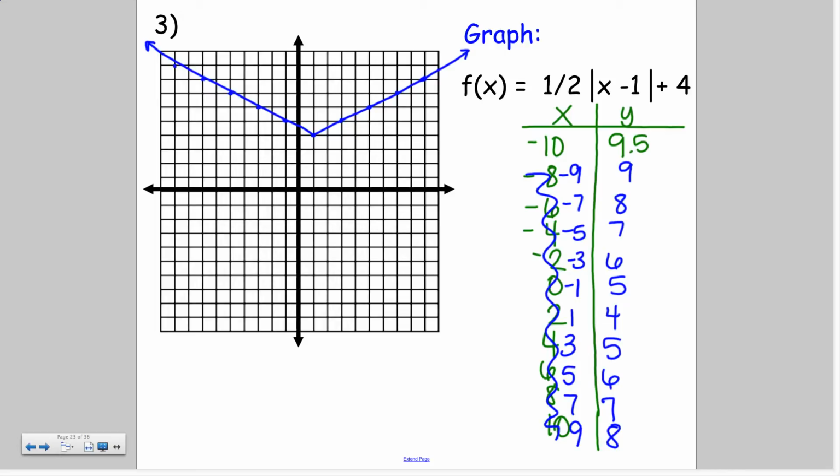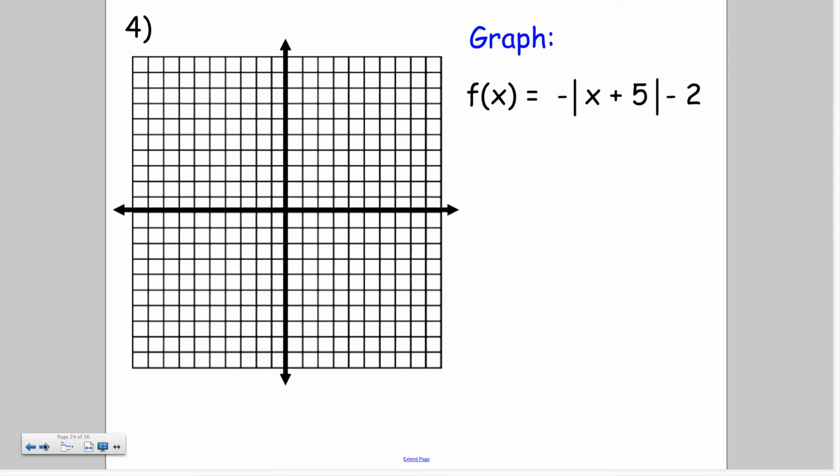All right. Bottom of page 12. All right, the first thing I noticed is there's a negative out front. So my graph is going to look like an upside down V. Okay? This is going to move it this way 5, and then this is going to cause it to move down 2.